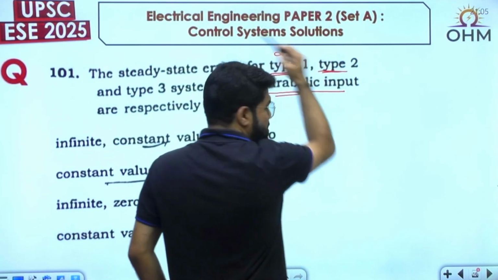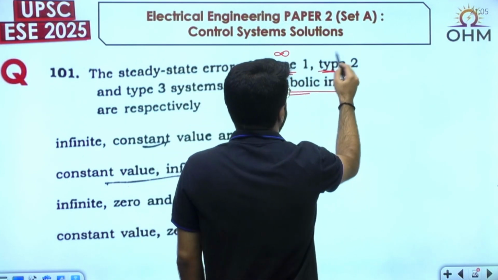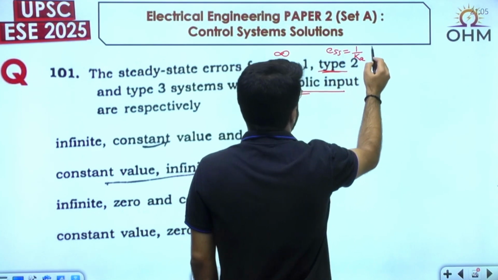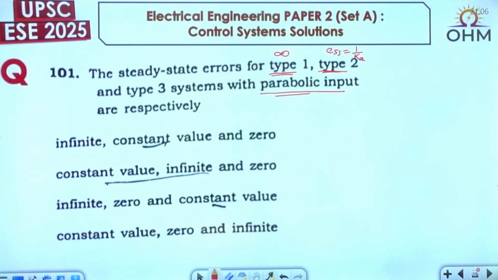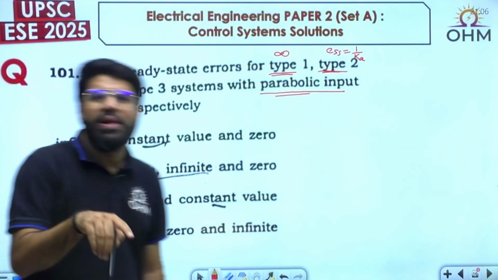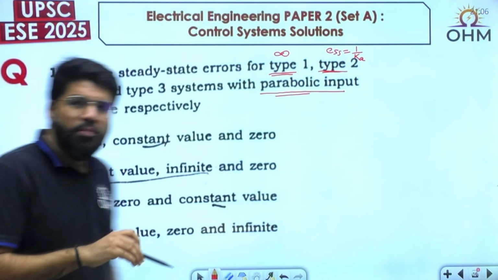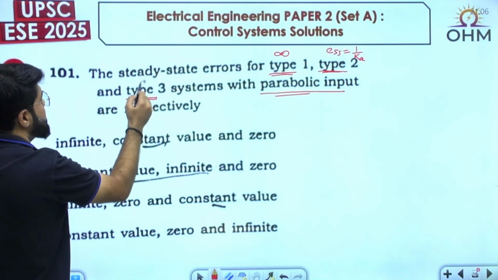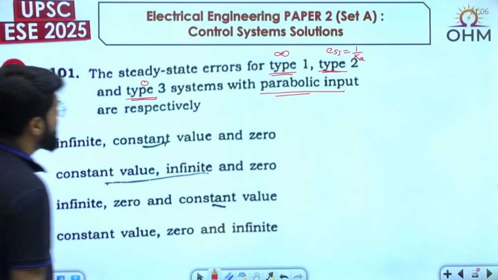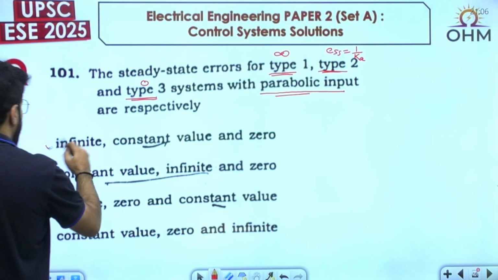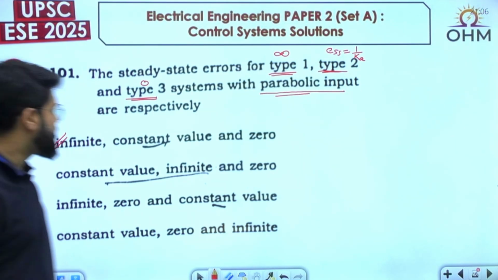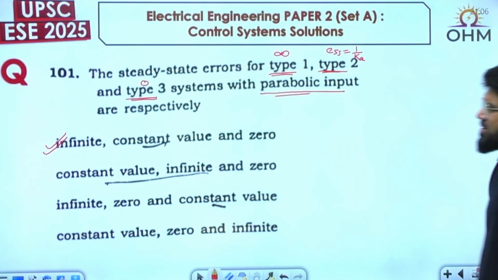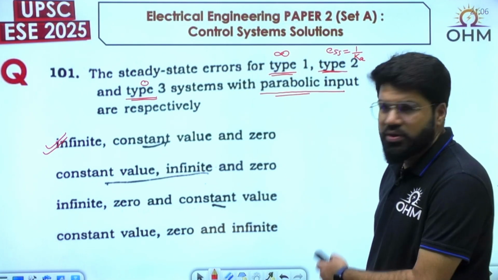For type 2, as I just told you in the previous question itself, the error due to parabolic input will be finite, given by 1 upon Ka. And for type 3, cubic will give you the finite error. But any lower order input like parabolic, ramp or step will give the 0 error. So it has to be infinite, some constant, and 0. So option number A: infinite, some constant value, and 0. This has to be the sequence. Simple one, na?